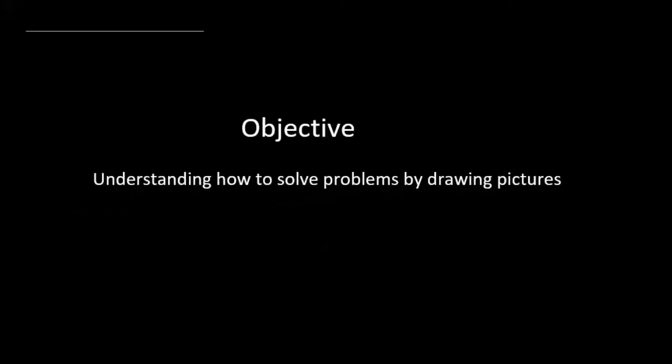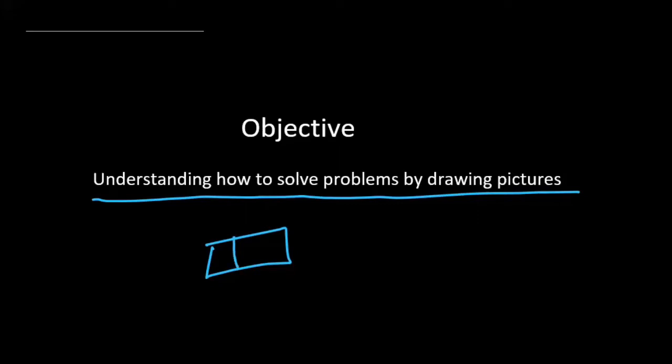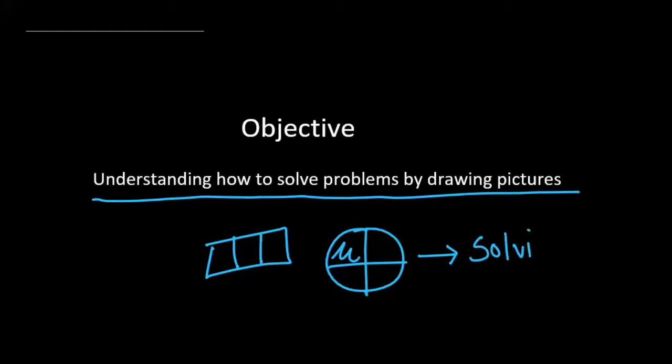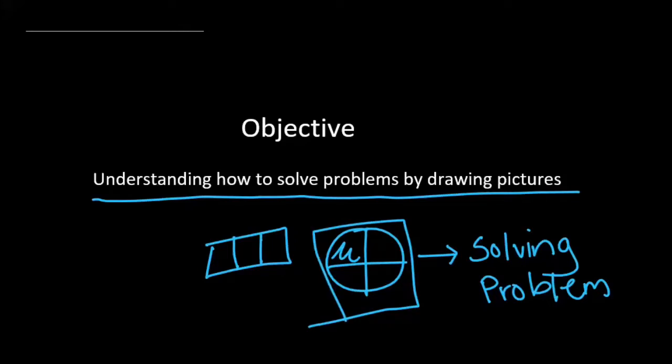Our objective for today is understanding how to solve problems by drawing pictures. We're going to draw pictures, like a bar model or a pie graph, and these are going to represent solving the problem. With these drawings, we're going to solve the problem. These drawings are going to lead us to our answer. Let's get started.